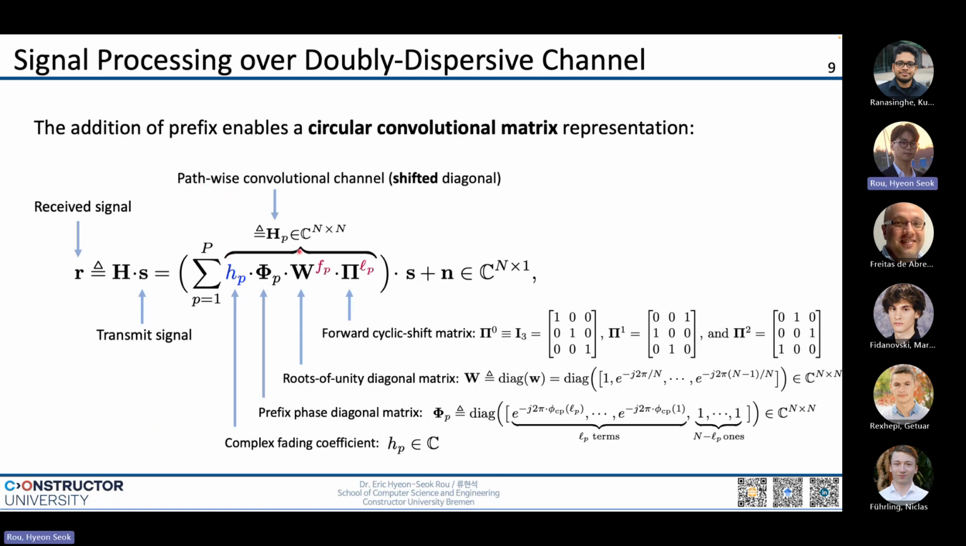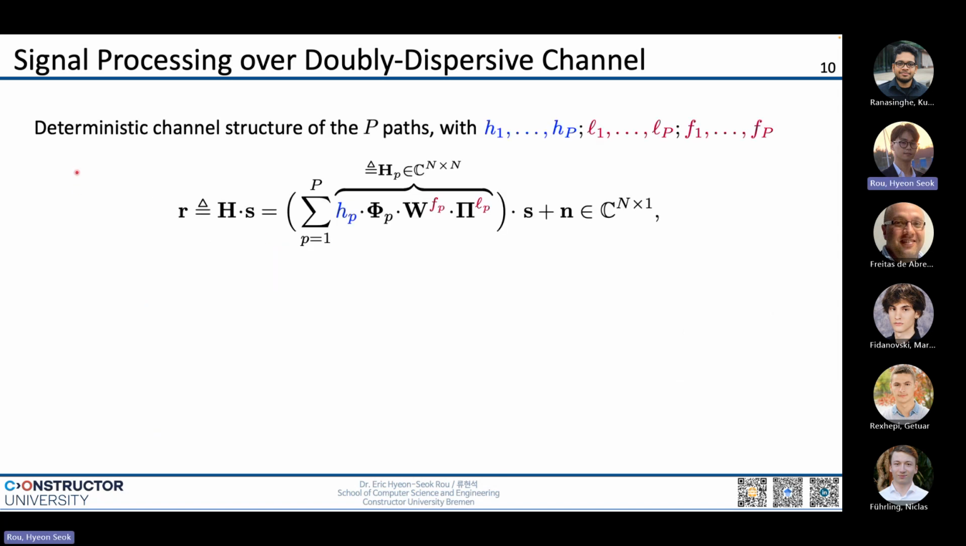And then we can also define intrinsically this H of P, which composes only of the p-path components of the channel. So now this is the formulation we have received at the end of the channel, which now has three P parameters. The first P parameters correspond to the channel coefficient. The next P parameters correspond to the delay of each path, and then also the Doppler shift of each path. And all of these internal parameters are predetermined.